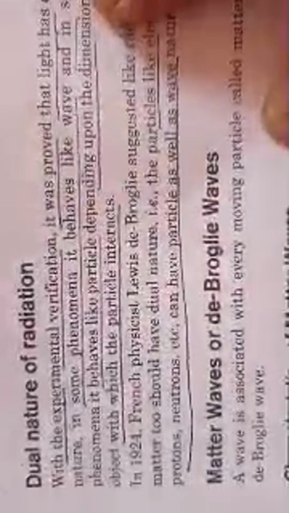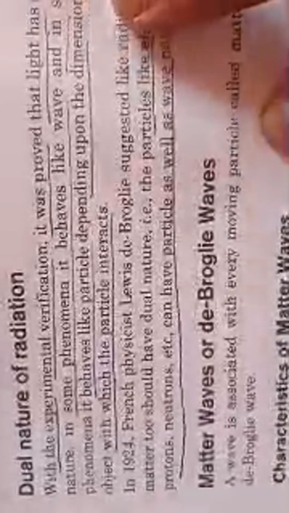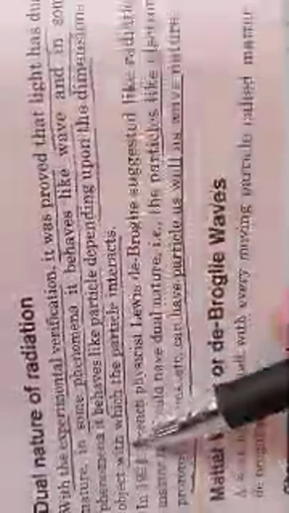Next topic is the dual nature of radiations. With experimental verifications, it was proved that light has a dual nature. In some phenomena it behaves like a wave, and in others it behaves like a particle.